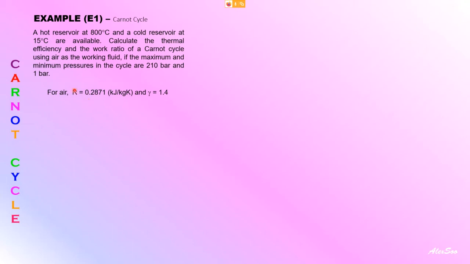Now, if we take air to be the working fluid, then we can assume that R, the specific gas constant, is 0.2871, and gamma is 1.4. For the higher temperature, 800 plus 273, we have 1073 K. And for the lower temperature, you have 288 Kelvin.